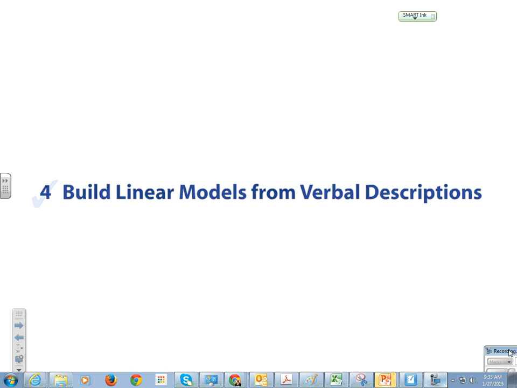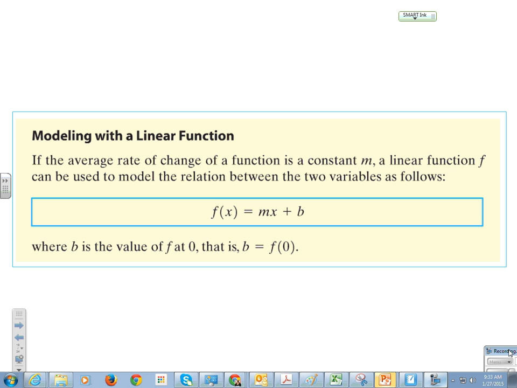All right, so now here's the hard stuff. Building models with verbal descriptions. So the average rate of change of a function is the constant m. A linear function f can be used to model a relationship between 2 variables as follows. f(x) = mx + b, where b is the value of f at 0, and b equals f(0).